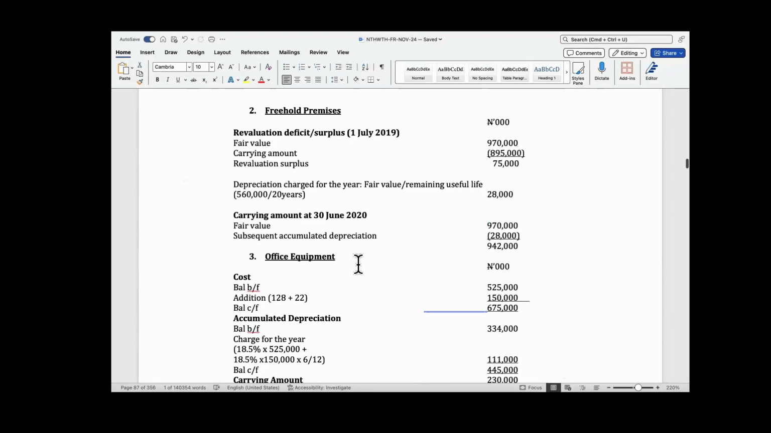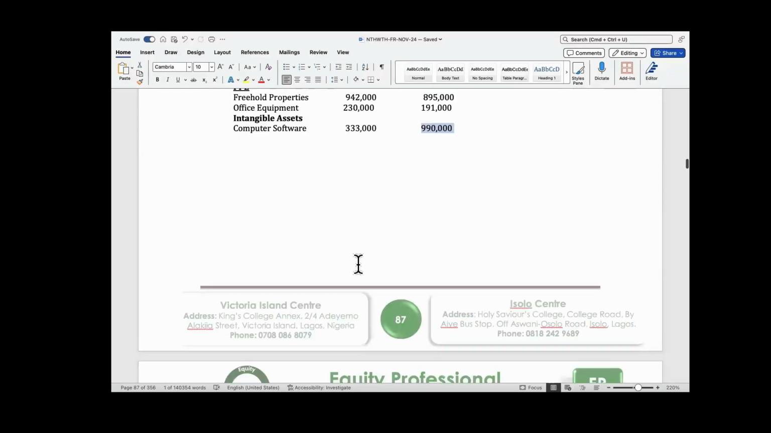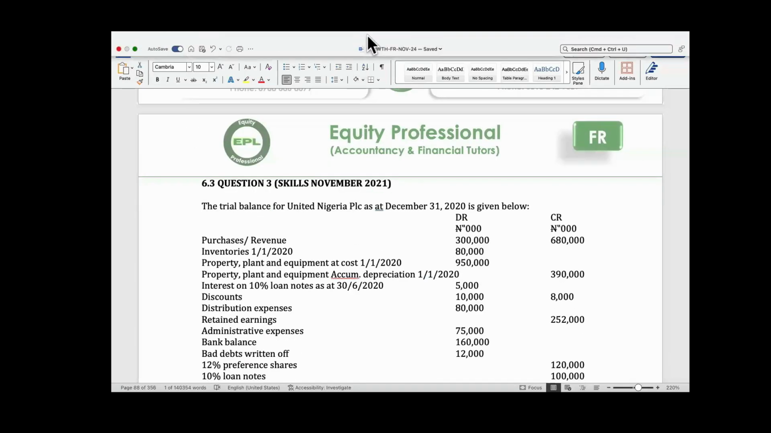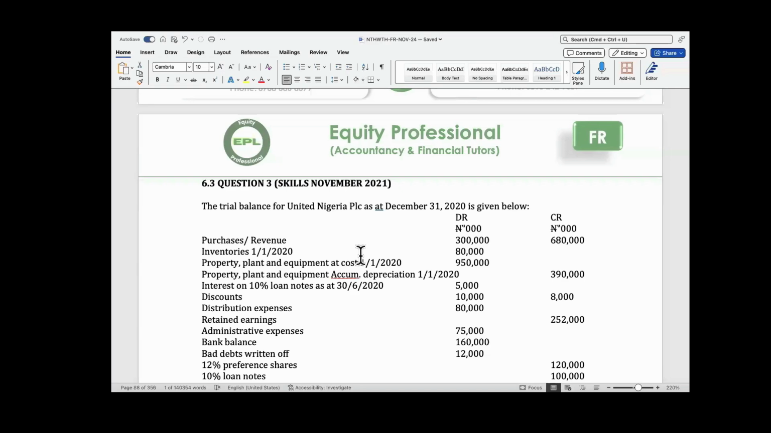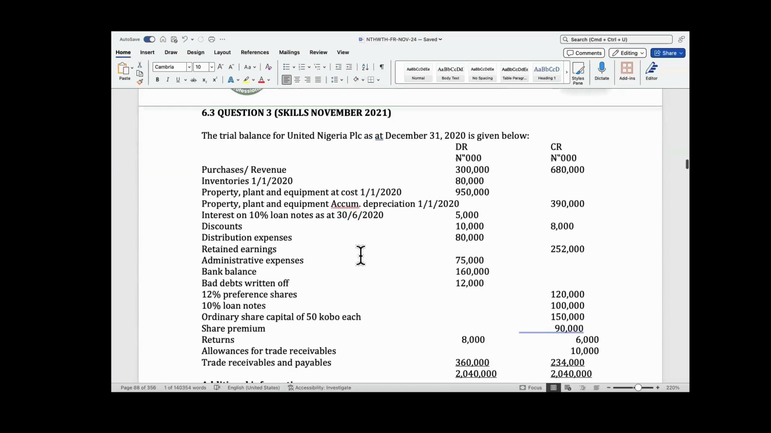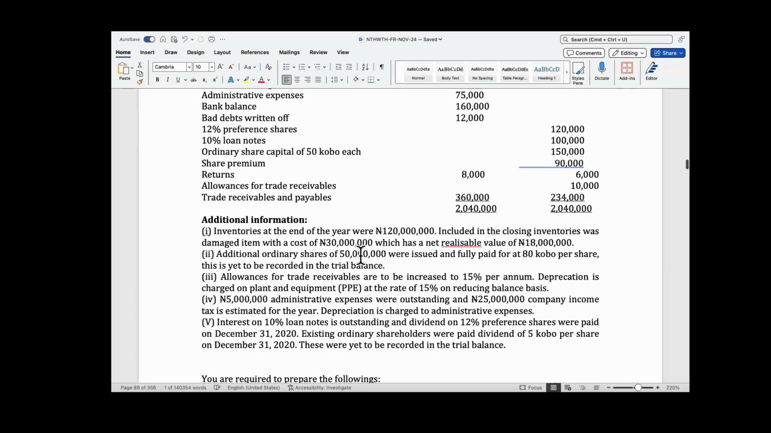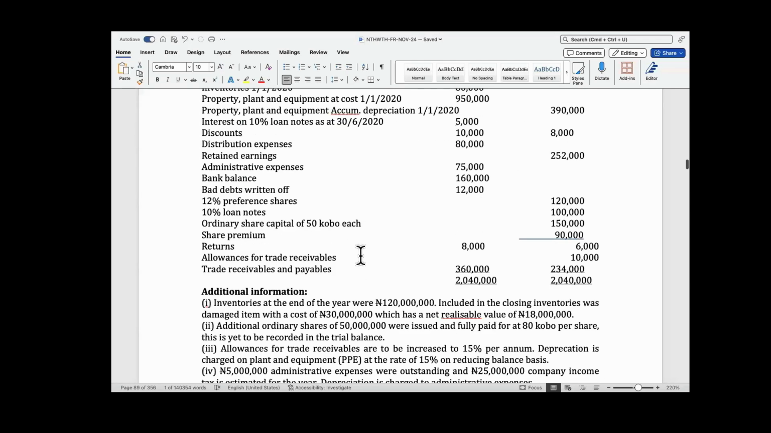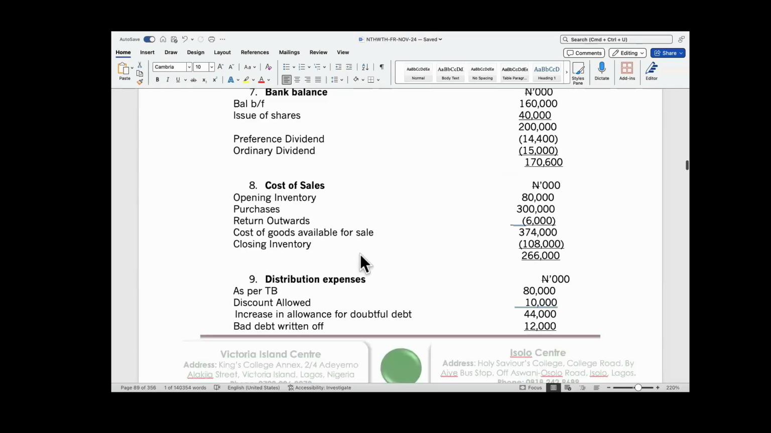Now, there are other 2 questions here that if I wish, because I still have time, I could continue to solve for you. But I have this question of November 2021. This is not the full question. I've just removed some. I would really want you to attempt this question. I know the solution is here, but just attempt it and see if it's something you can understand.